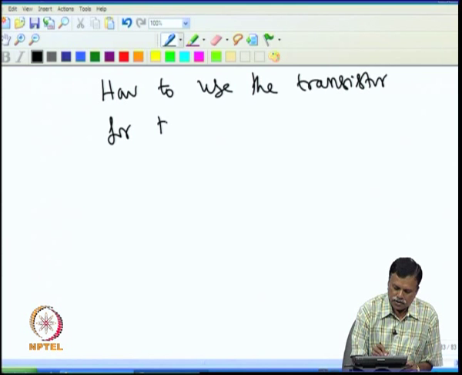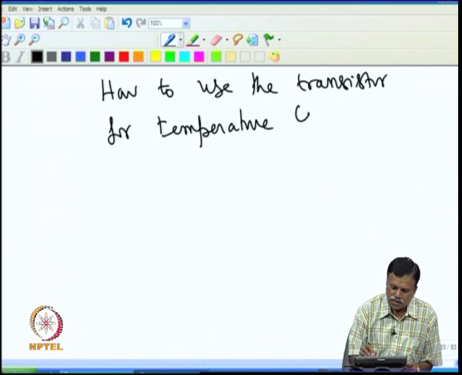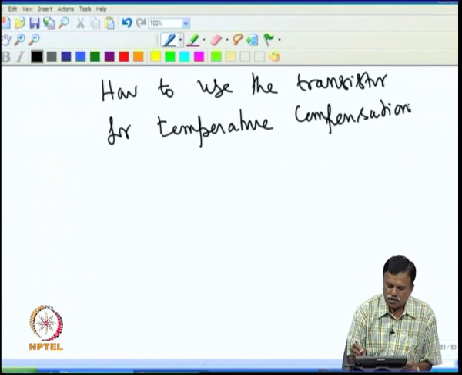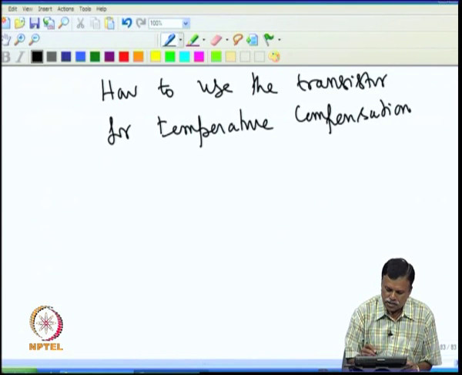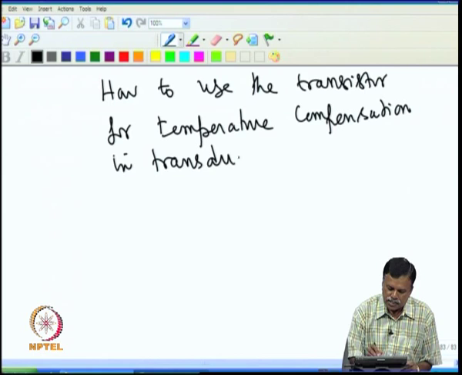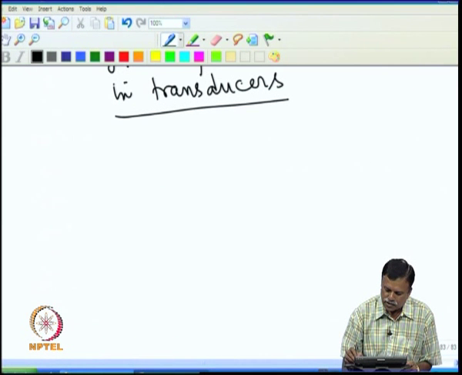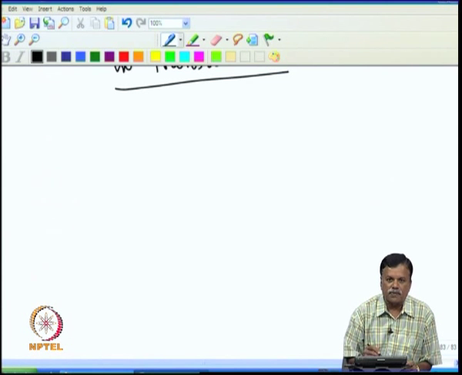So, how to use the transistor for temperature compensation in transducers. For example, if you have a transducer whose property changes with the temperature, how to use this transistor effectively for compensating the temperature drift of the transducer.